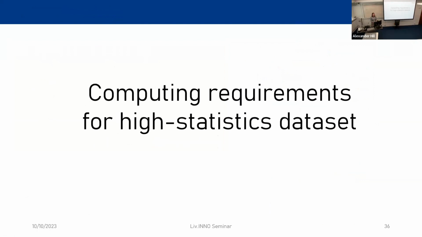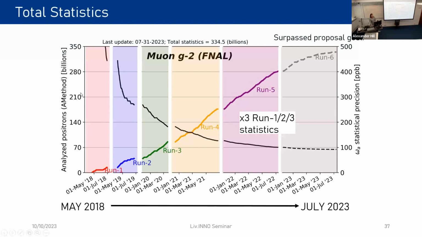Okay, so now I get to the title of the talk after that rather long introduction. What are the computing requirements that enable us to analyse this high statistics data set? Here is a plot showing the accumulation of data over the time that it's been running. The g-2 experiment switched on in full in 2018. I moved out to Fermilab at the end of this time, but I was already there doing my PhD. And then the result that we released in 2021 was just this data in the red here for run 1.